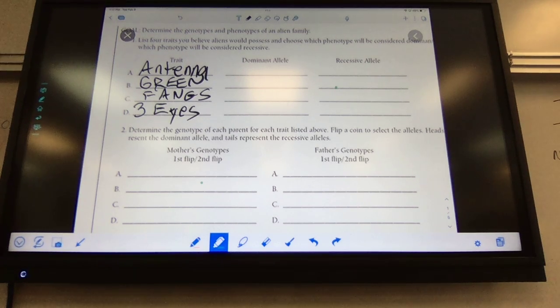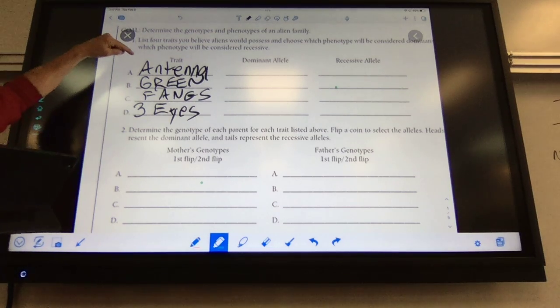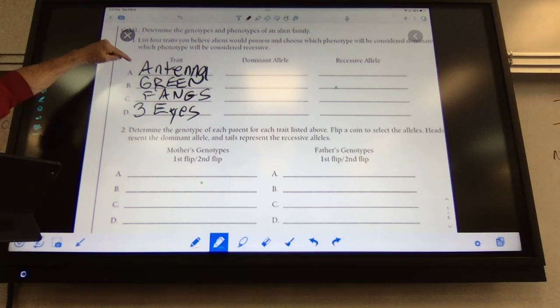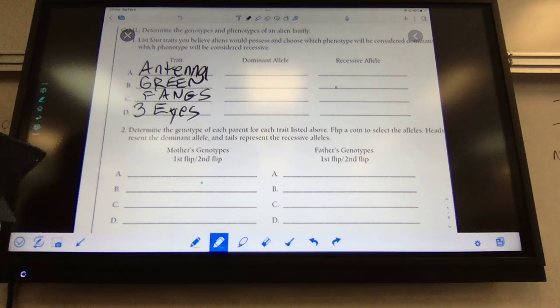What is the dominant allele? It should always be the letter for the dominant trait. So A for dominant trait, capital A. Recessive is lowercase letter a. Being green is a capital G. Having fangs is a capital F. And 3 eyes, I'll just do an E for eyes.